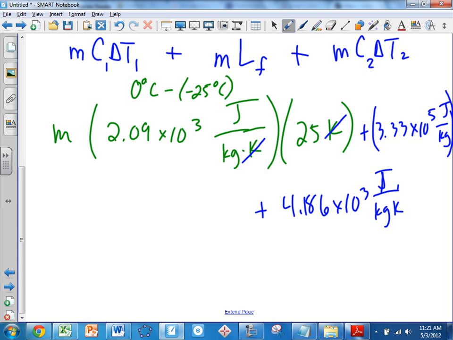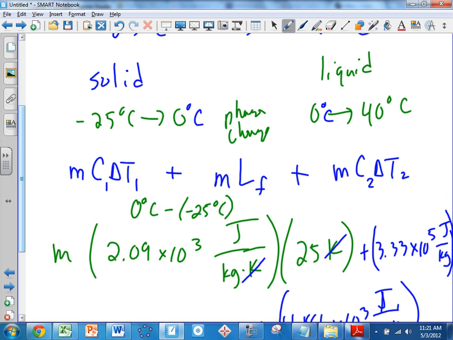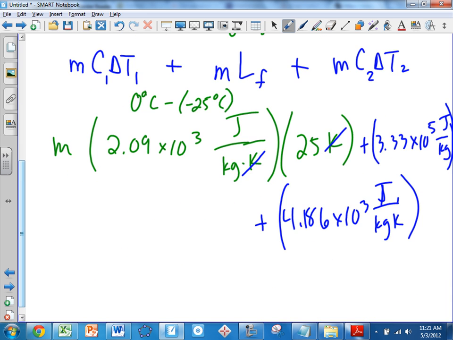4.1. There's my C value. What was my change in temperature in this last part? 40. Again, go back, please. Look at the problem. 0 to 40. Final minus initial. 40 minus 0. And I'm going to put kelvins here. Now, at the very end, what should I do around this whole thing?